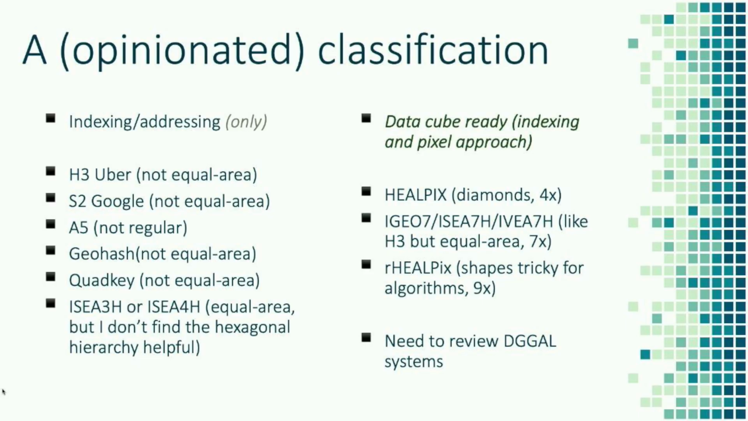But as I said, from a data cube perspective, we need pixels that have a fairly well-defined hierarchy and something where we can do something pixelish. And they have to be equal area.